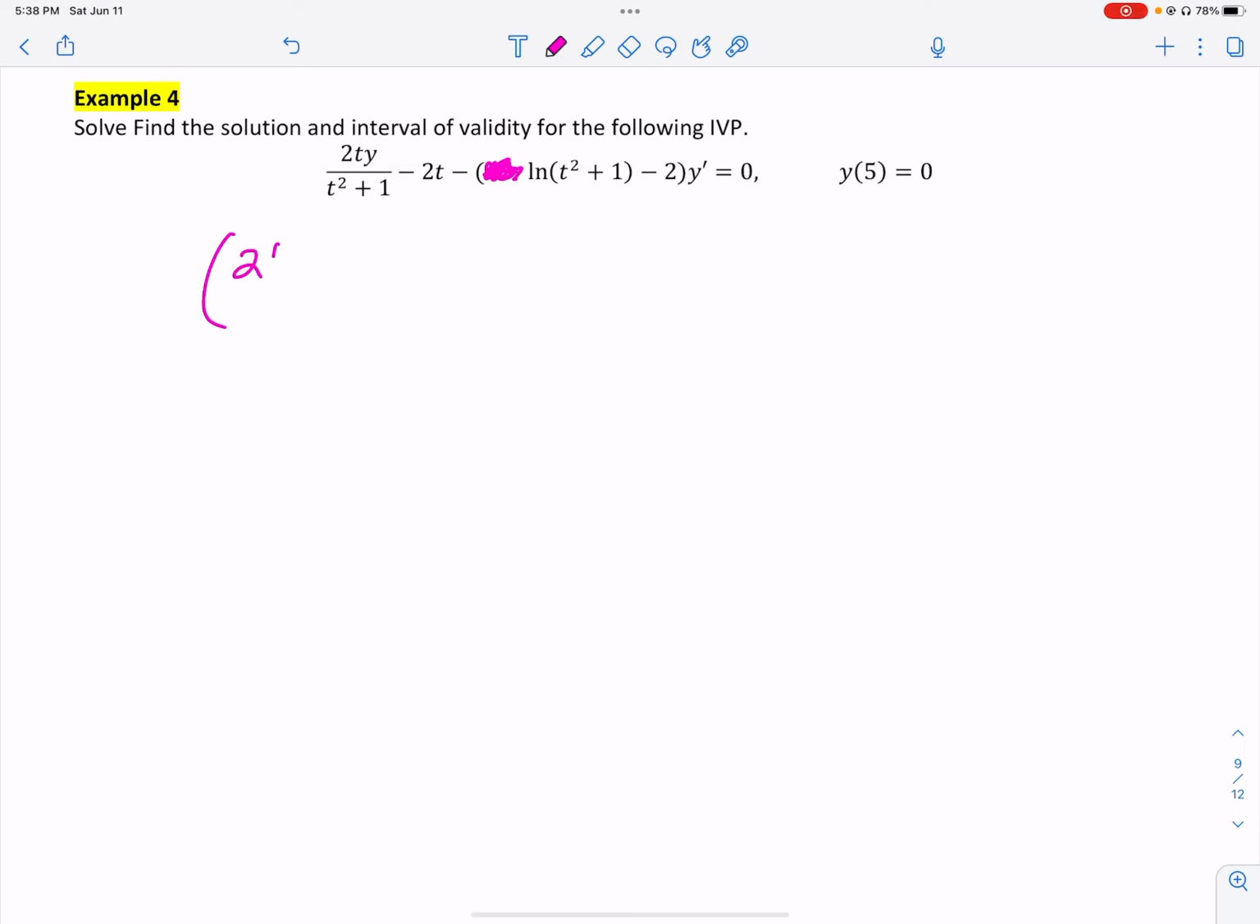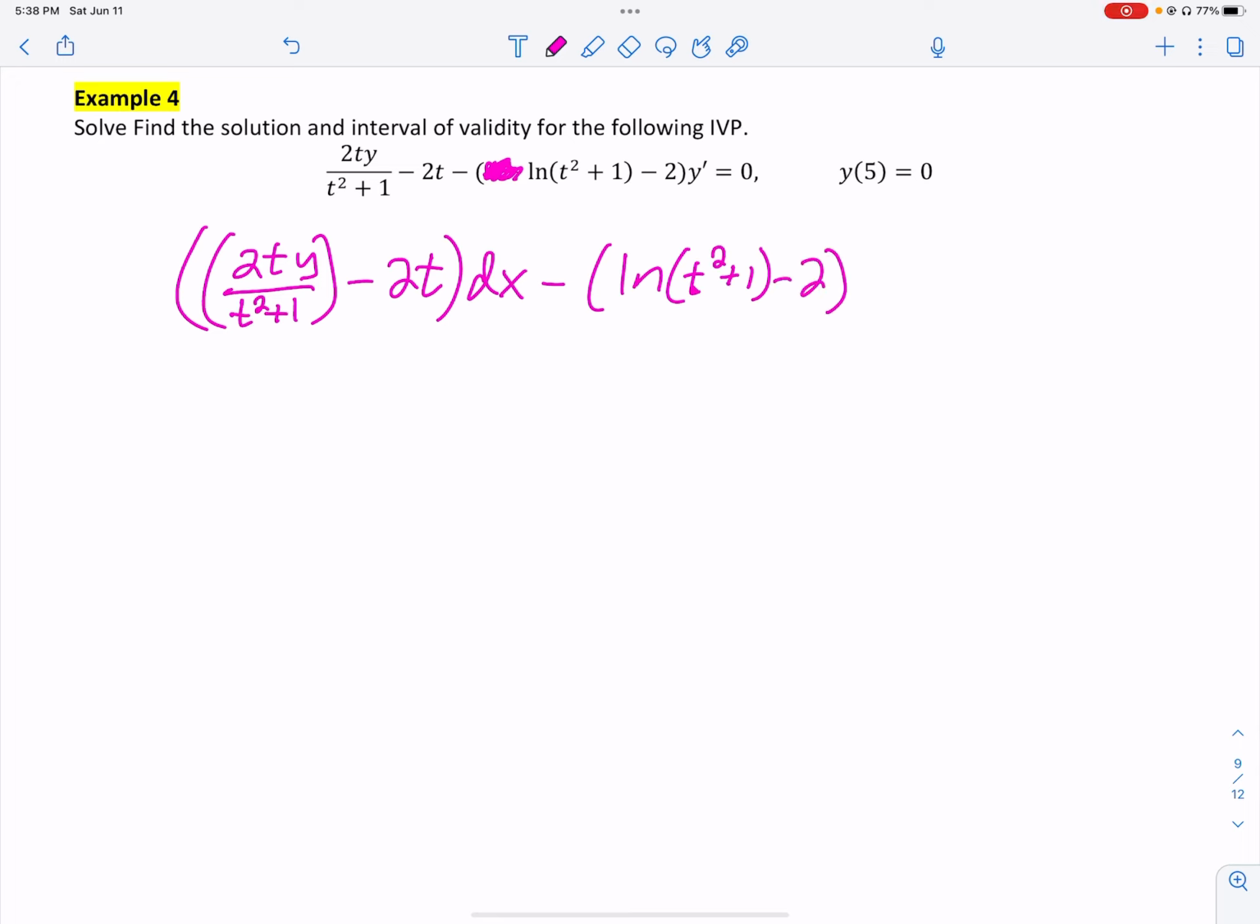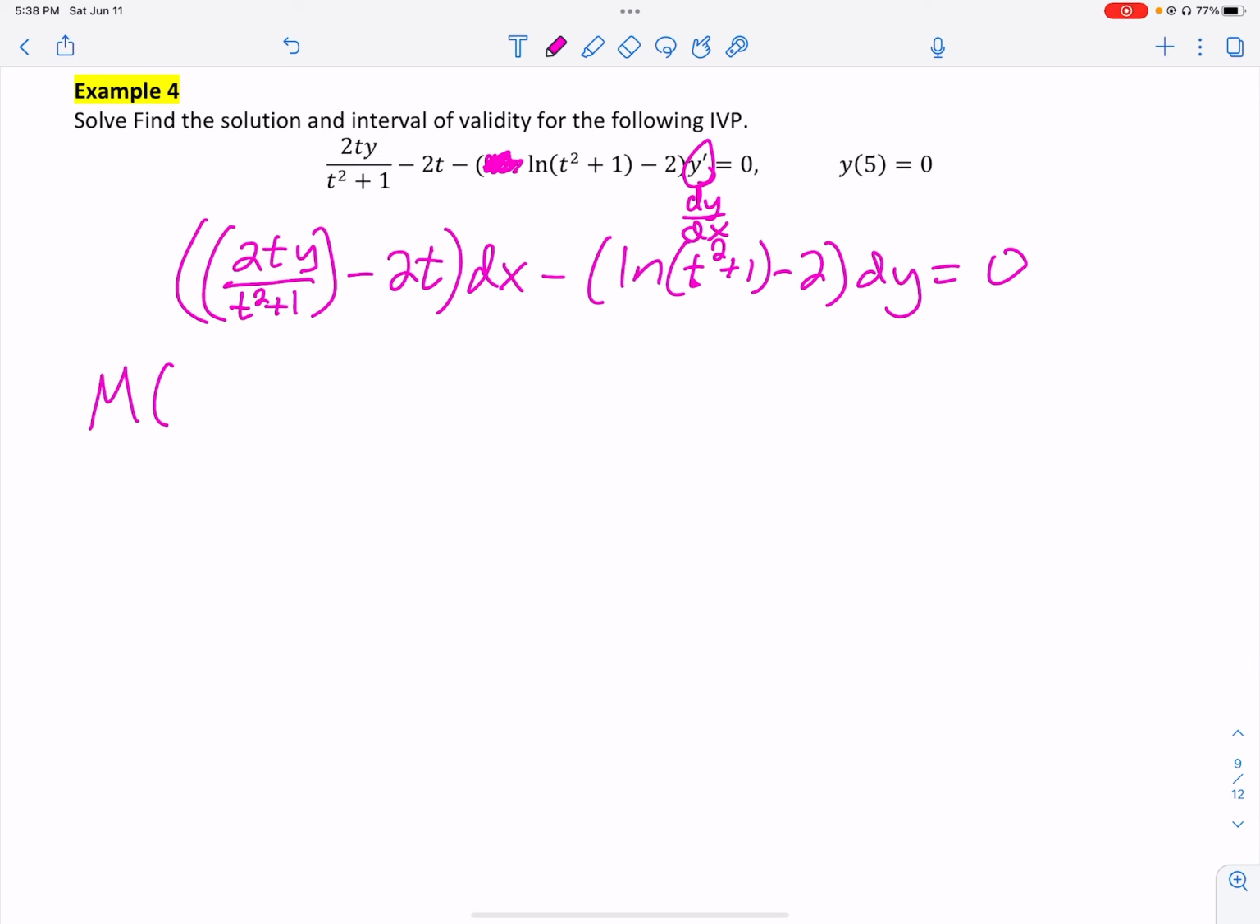I got 2ty over t squared plus 1 minus 2t, all of that is going to go with dx, minus ln of t squared plus 1 minus 2, all that's going to go with dy, equals 0. I can tell because this is a dy dx. I can tell what I would multiply by dx, and it would capture that other problem. Okay, so I have an M then.